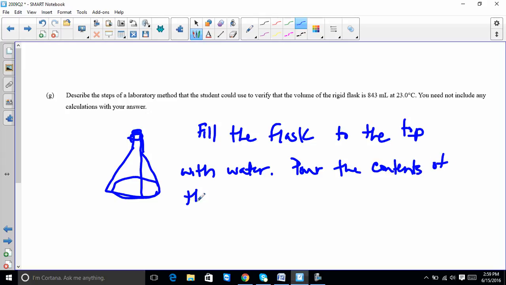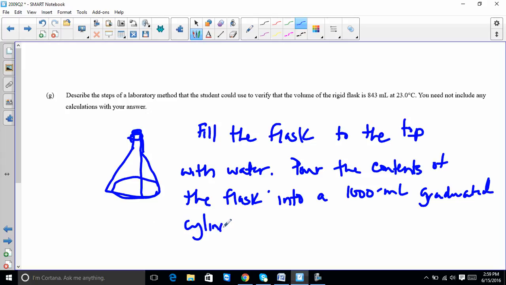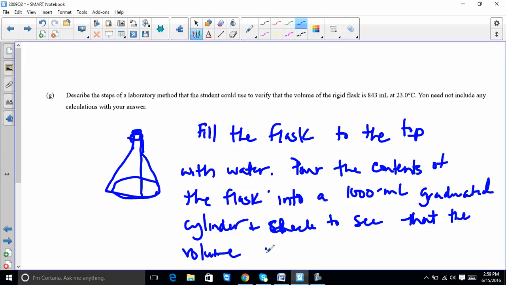of the flask into a 1,000 mL graduated cylinder and check to see that the volume is 843 milliliters, something like that. You could also fill it up with water and weigh it if you had a balance that went up that high, because the density of water is 1 gram per milliliter. There's lots of different answers to this question.